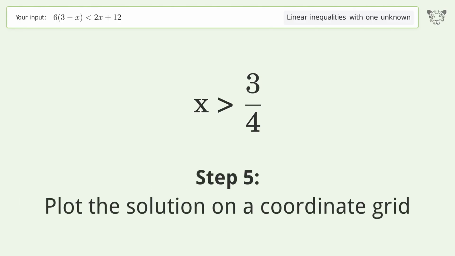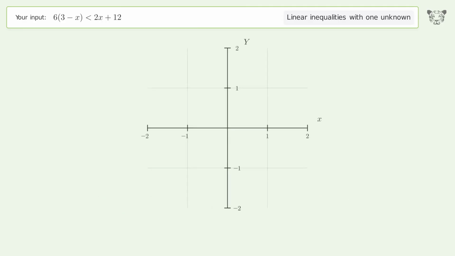Plot the solution on a coordinate grid. And so the final result is x greater than 3/4.